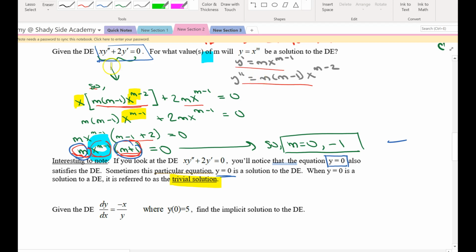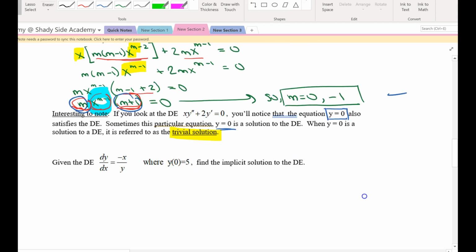But also, if I were to solve this longhand, which you don't know how to do yet, but you will soon, y equals 0 sometimes doesn't come up. So y equals 0 is often referred to as the trivial solution to the differential equation. In case you're wondering how a question regarding the trivial solution could come up on a test or quiz, it would have to be a pretty specific question. So a question like this could be, given the DE, for what values of m will y equals x to the m be a solution? And then part B would be, is the trivial solution a solution to this differential equation? It's just a matter of inspection to see if y equals 0 is actually a solution.